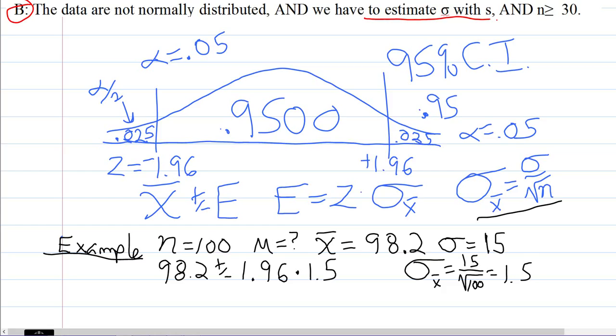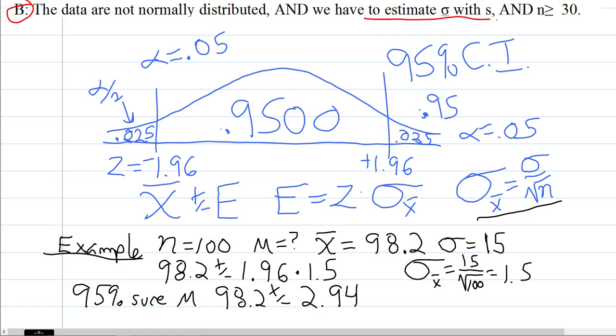Now we're making a 95% confidence interval. So we want to say that we are 95% sure, so we're 95% confident or sure, that the population mean IQ of people in this rural area is somewhere in this range, 98.2 plus or minus 1.96 times 1.5, 2.94.